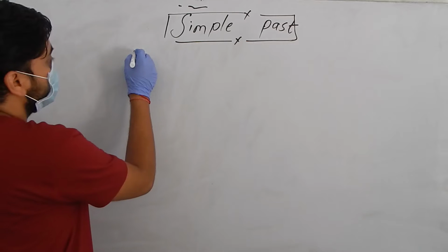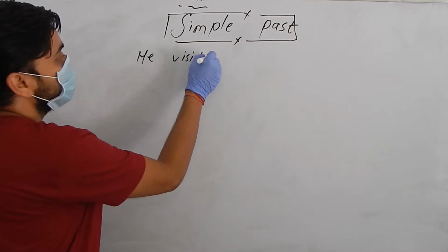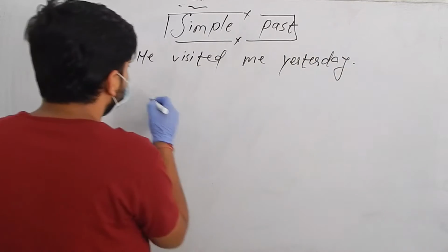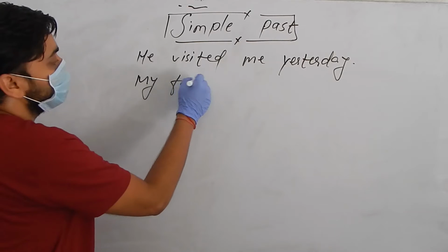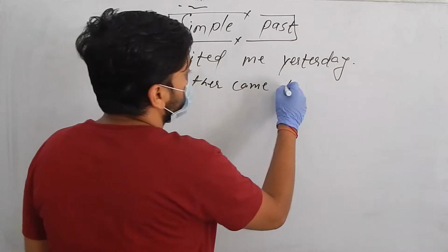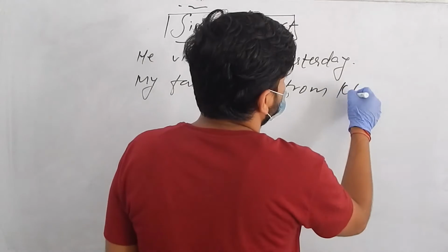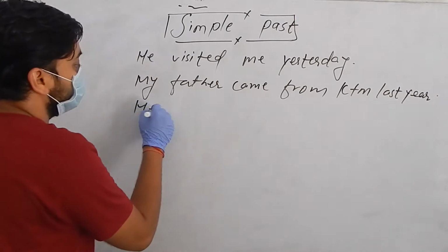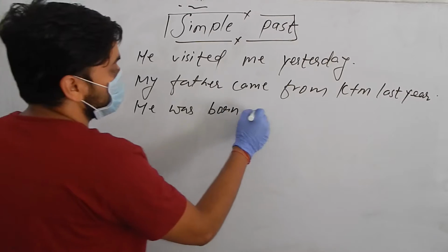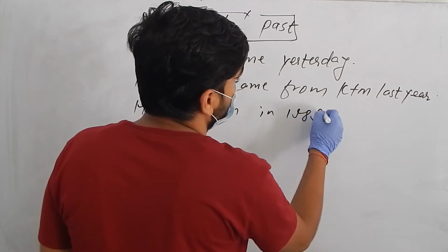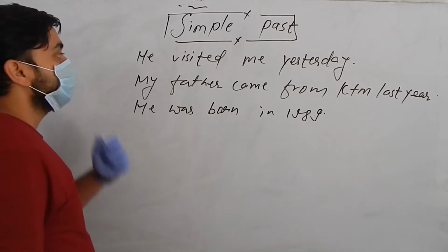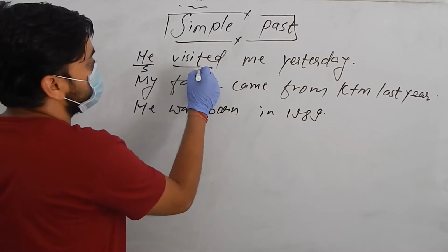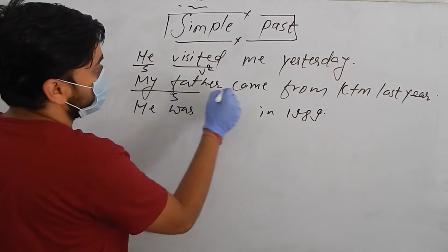See the examples. He visited me yesterday. Similarly, my father came from KTM last year. Similarly, he was born in 1989. Several examples I have written. Through these examples, you can form the structures very easily. This is the subject and this is V2. Here is also subject and V2.